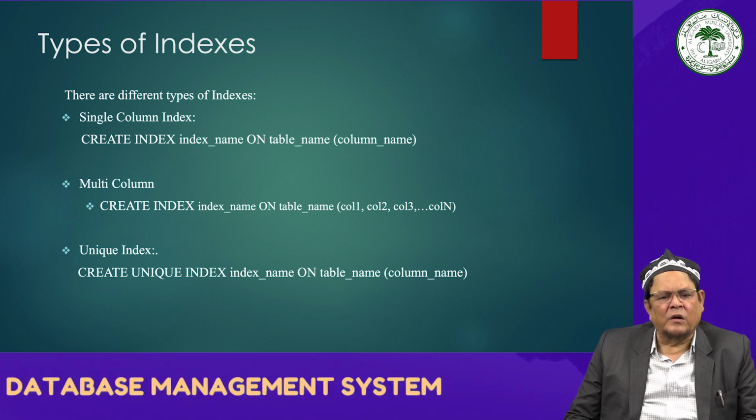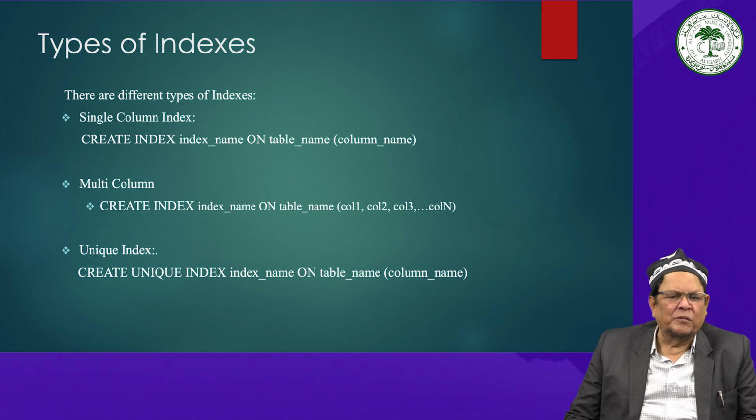Next is multi-column index. A multi-column index, as the name suggests, is created by using two or more columns in a table. This type of index is beneficial when you frequently query data based on a combination of multiple columns. The syntax will be create index index_name on table_name, within brackets column1, column2, column3, and so on.